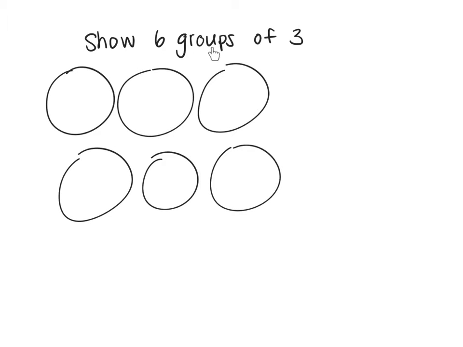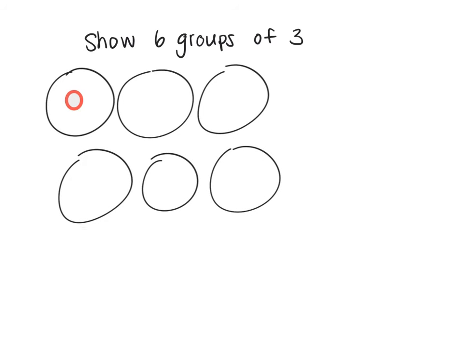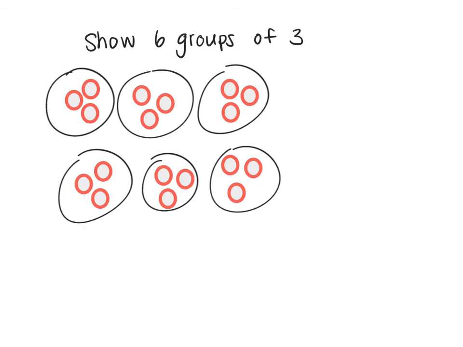And in each group, it tells us how many it wants: 3. So I need to show 3 counters inside of each circle. So I have 1, and I'm going to double it. Okay, so I went ahead and put 3 counters in each group. So this should show 6 groups, 1, 2, 3, 4, 5, 6, and each of them has 3 counters.